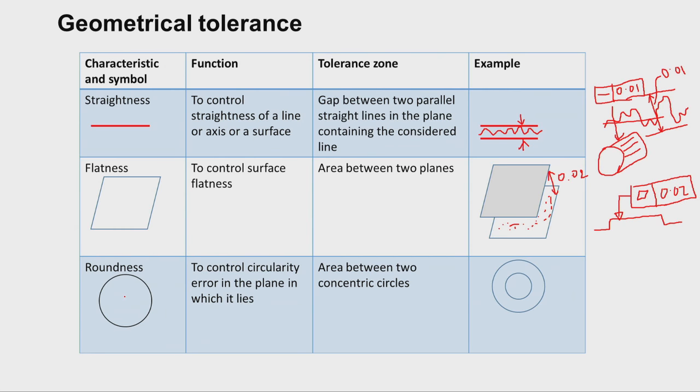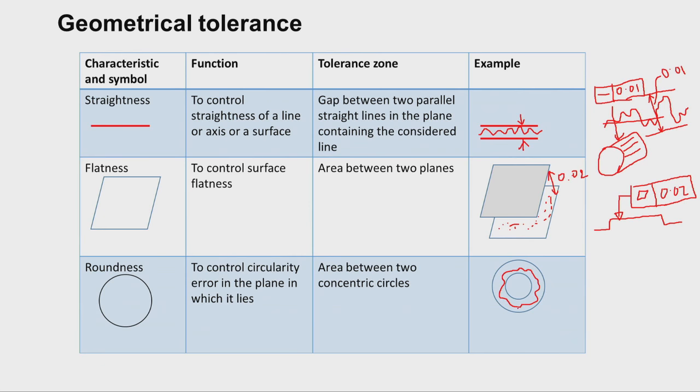Now similarly we can specify the roundness. What is the roundness that is allowed? It is basically to control circularity error in the plane in which it lies. How it is specified: we use two concentric circles, so that the area between two concentric circles gives us the roundness. That means we have a shaft which should be round, but in practice there will be some variations, low points and high points.